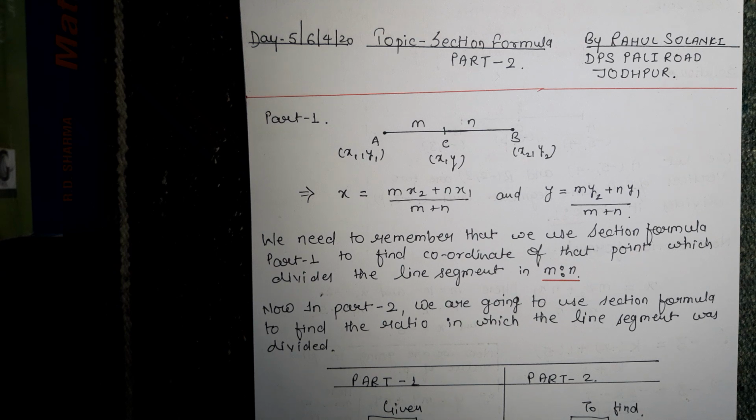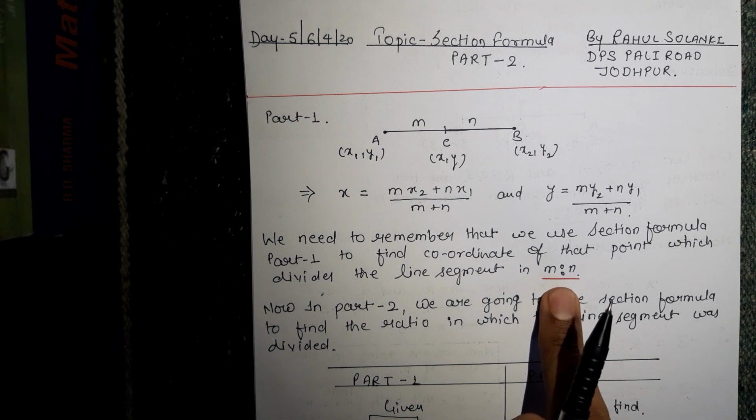I am Rahul Solanki from DPS Paliroad, and in today's class we are going to discuss the section formula part number 2. As in part number 1, we have discussed section formula to find out the coordinates of a point which divides a given line in the ratio m:n. Fine. So we need to remember that in the section formula part number 1, we were finding the coordinates of that particular point which divides the line segment in m:n.